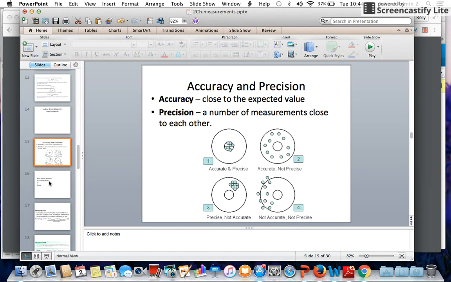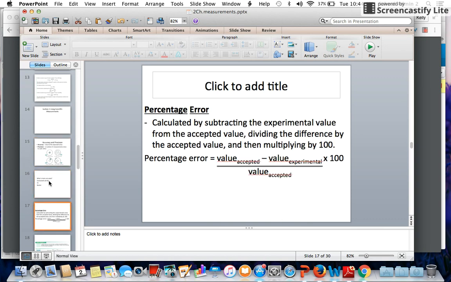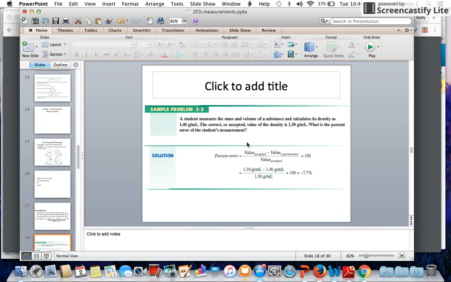So here is accuracy and precision as well in your PowerPoint. And percent error right here: the accepted value minus the experimental divided by the accepted. So let's go through an example. A student measures the mass and volume of a substance and calculates its density, 1.4 grams per milliliter. So this unit of density is mass over volume, like always, but they use grams and they put milliliters. So that's fine. The correct or accepted value of the density is 1.3. So they should have got 1.3. So we need to determine what is the percent error of the student's measurement.